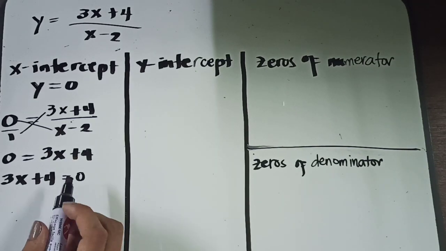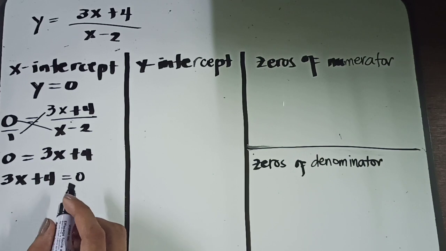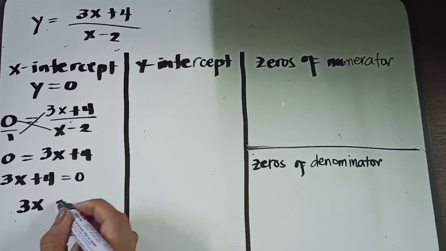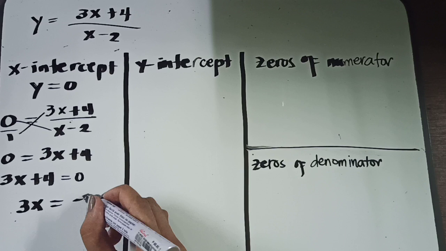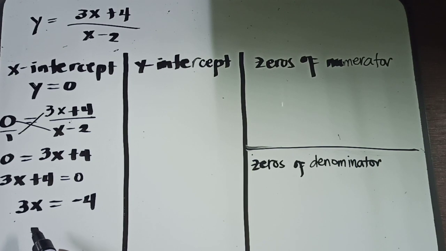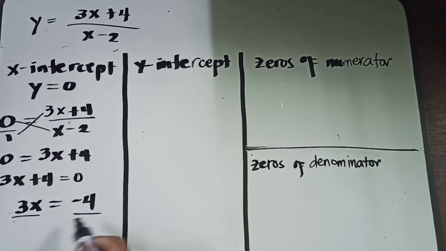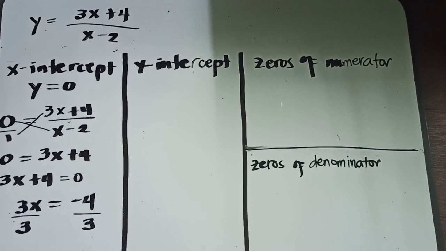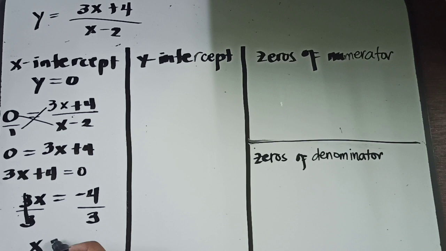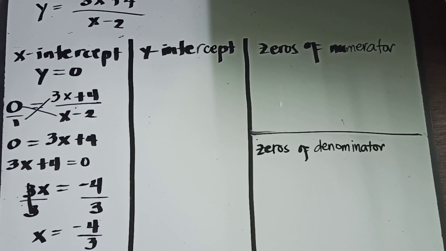So, to eliminate this 4, apply the addition property of equality. Okay, so from positive 4, kapag nilipat mo siya sa kabila, it will become negative 4. Okay, so now, I need to eliminate this 3. Again, kailangan natin tanggalin lahat ng value or lahat ng kasama ni x. So, divide both sides by 3. So, I can cancel this. And the value of x is negative 4 over 3. So, this is the value of our x.